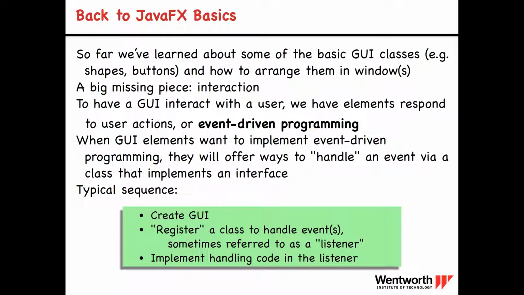Typically, the process for this is to create a GUI, of course. So it's stuff we've already talked about and stuff we will do today in examples. And then you register a class to handle the events. Sometimes this is referred to as a listener. And then you implement handling code within the listener. This will make more sense once we actually do it, but I'll point out some of these individual pieces when the registration actually happens. So basically, you implement a way for the GUI to handle an event through an interface. And this is why we talked about interfaces before we got back into some of this event-driven stuff.